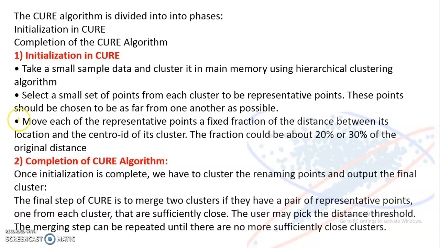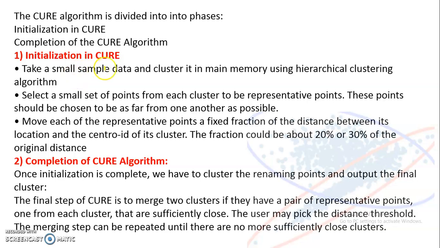It is clear that the Cure algorithm is divided into 2 phases. One is initialization in Cure, means we select some random points and divide those random points into some groups. Means we do the partial clustering. After partial clustering has been done, we need the completion of the Cure algorithm. That means we need to assign clusters to all data points.